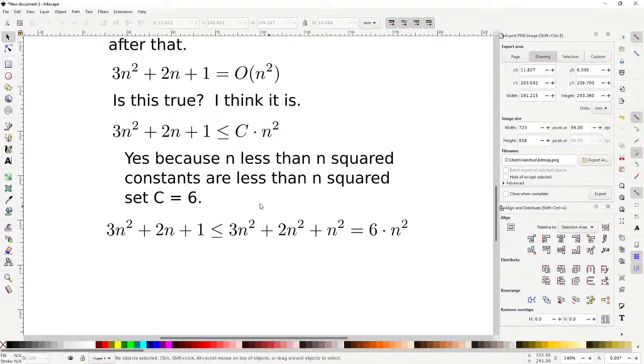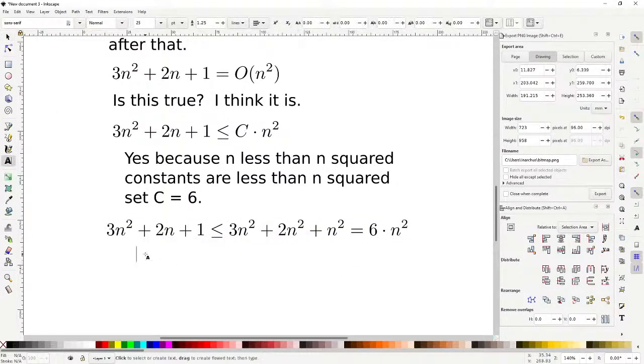It's only not true between 0 and 1, in that little region. But those are for non-integer n's. So actually, because we're doing integer n's, we're saved from even the exception of the little polynomial business that can happen. So if we look at this and say 3n squared plus 2n plus 1 is less than 3n squared plus 2n squared plus n squared, which is true, that is equal to 6n squared. So the answer overall is yes.